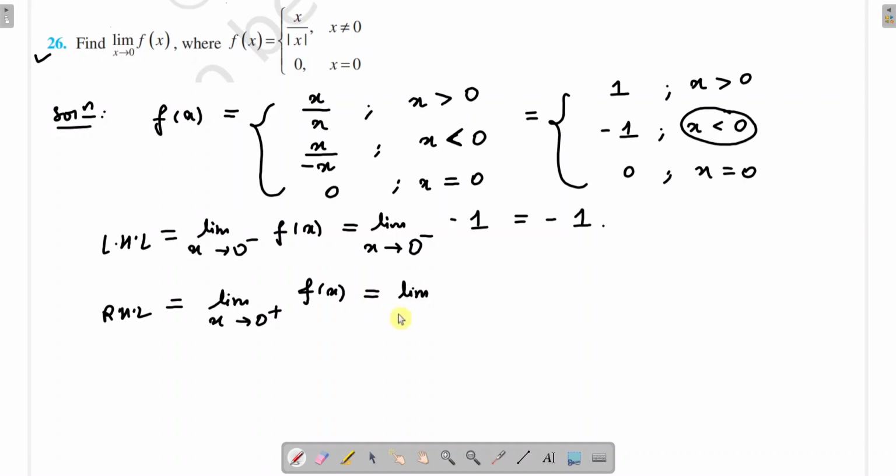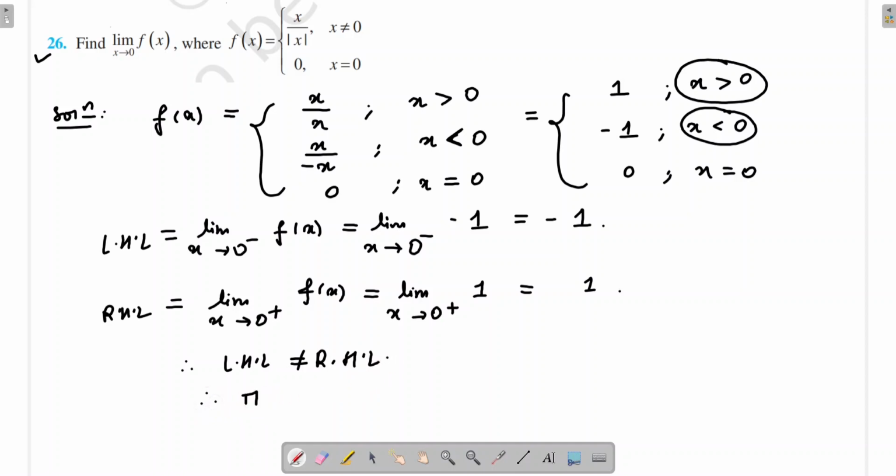Right hand limit, limit x tends to 0 plus of f(x), this will be equal to limit x tends to 0 plus. Now when x is greater than 0, the definition is 1, so this will be equal to, limit of a constant is constant, so right hand limit is 1. Therefore left hand limit is not equal to right hand limit, right? Therefore the limit x tends to 0 of f(x) does not exist.